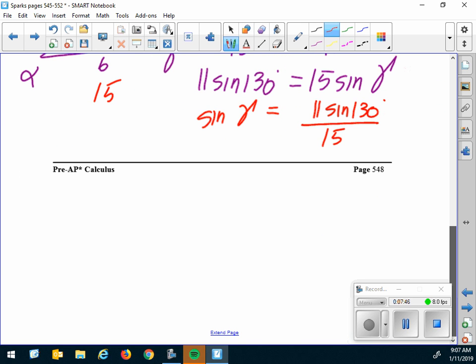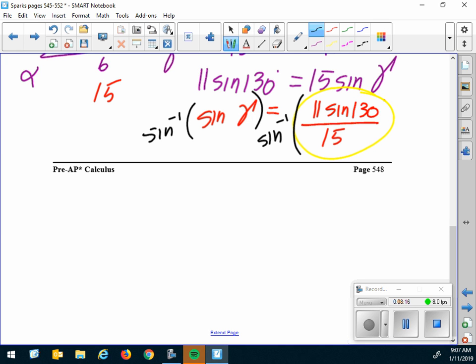How do I solve this? You put the sine of 130. Right. I mean, this right here, this is just a number, isn't it? Yeah. So I've got sine gamma equals some number. How do I get gamma by itself? How do I undo sine? Sine inverse. So I'm going to sine inverse both sides.